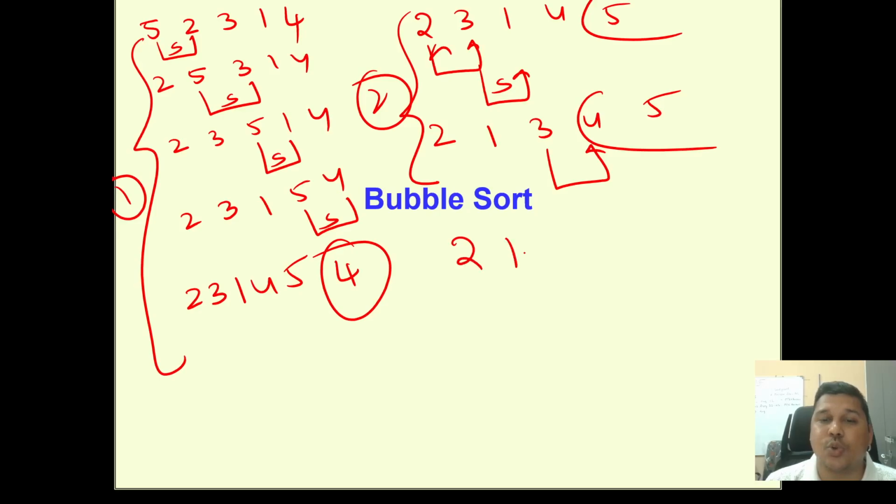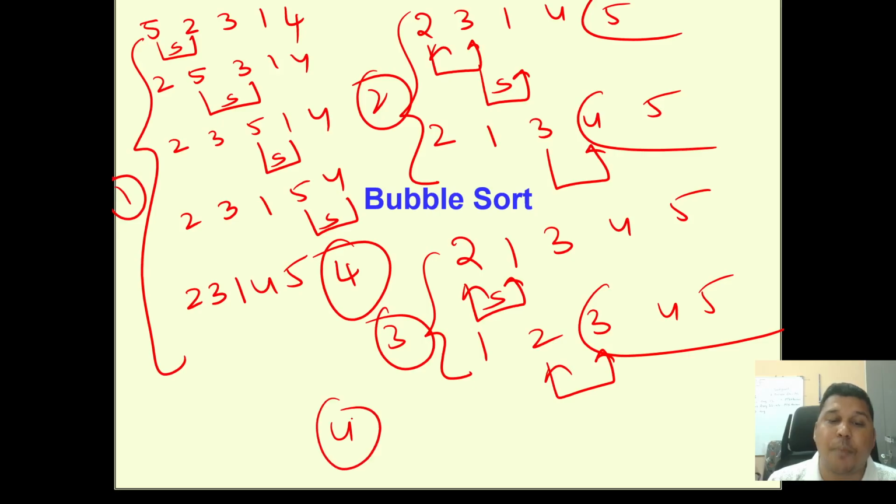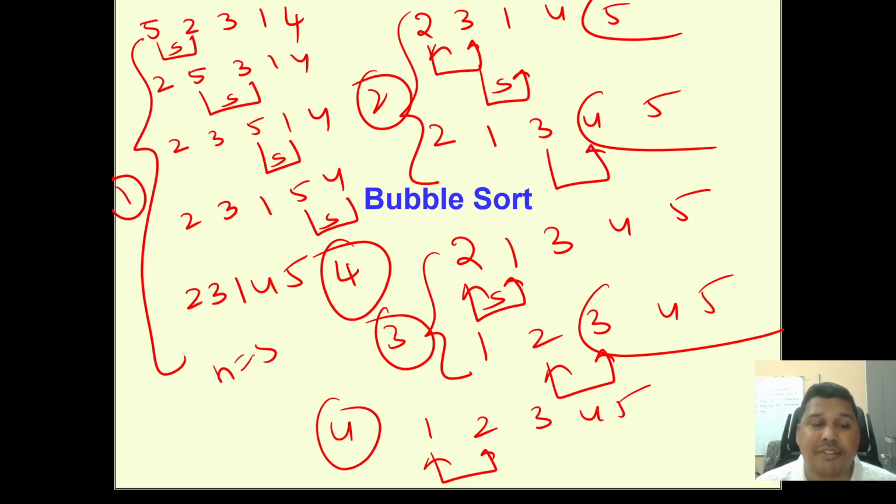Then again take 2, 1, 3, 4, 5. Compare these two. Yes, a swap is required. It becomes 1, 2, 3, 4, 5. Then again compare these two. Not required, it is in order. So this is also gone. This is your third iteration. Then you also have to apply the fourth iteration, comparing only 1 and 2. They are both in the same place. Over. So like this you have to repeat. When there are n elements, here 5, you have to do it n minus 1 times.